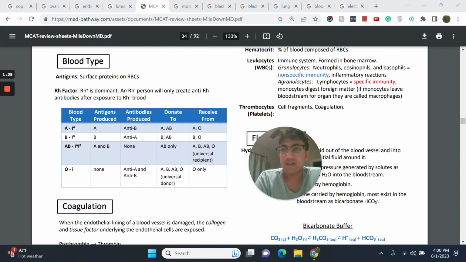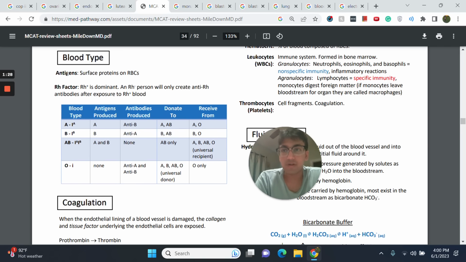Okay, blood type, antigens. Antigens are surface proteins on red blood cells. It's very important to know this because when you have a transfusion, right, when you're giving somebody your blood, you don't want to be giving red blood cells which will have a bad reaction in their body, because they'll create immune cells against your red blood cells. So you want to look at the antigens that are produced, the antibodies that are produced, and who you're able to donate to. And Rh factor is also something you want to consider.